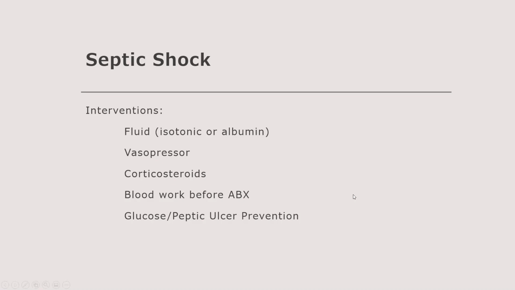The other thing that we want to do, because sepsis puts patients in a hyperglycemic state, we know that wound healing doesn't happen in a hyperglycemic state. So we have a very tight control over the blood glucose of these patients. And then the other thing we do is called peptic ulcer prevention. And that's because, again, the body's stressed out, it's releasing cortisol. It also is increasing gastric secretions, which puts them at higher risk for peptic ulcers.